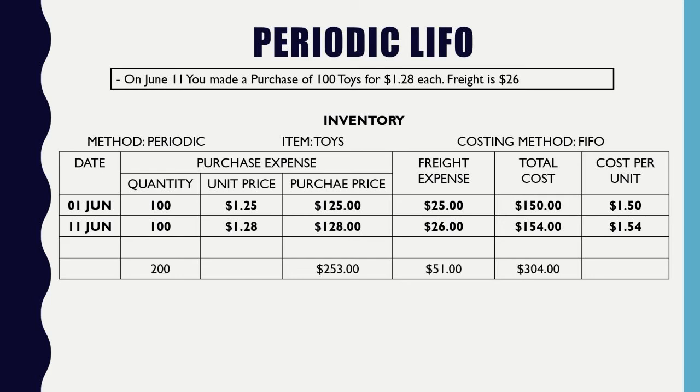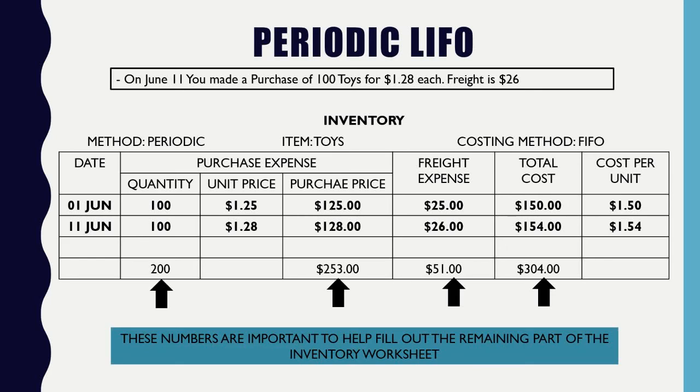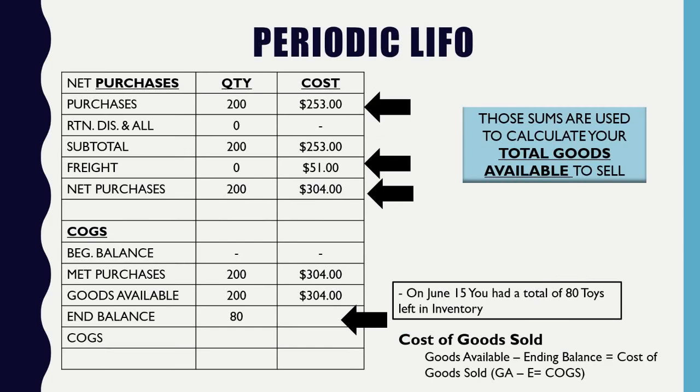Since we know this is going to be the end, we're going to tally up our totals, and these four totals are what you're going to transfer into the bottom half of the inventory worksheet. Once again, you plug them into your net purchases: we purchased 200 toys in general for a total cost of $253.